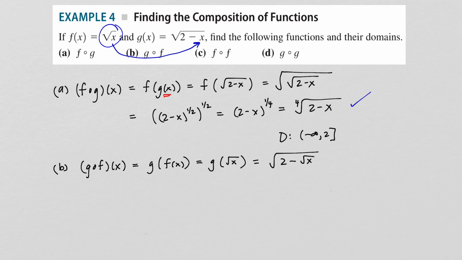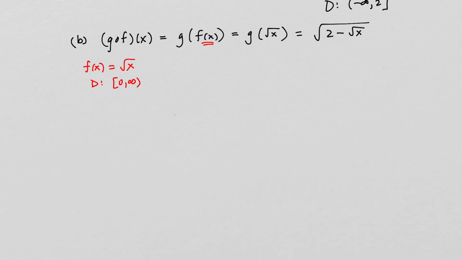Now, that cannot be simplified, but what about its domain? Well, first, let's consider the inside function f of x, which is equal to the square root of x. We know the domain for this function is all values from 0 to infinity, right? Because you cannot plug a negative number into here. But do we get any additional restrictions? Well, if you think about it, we do.